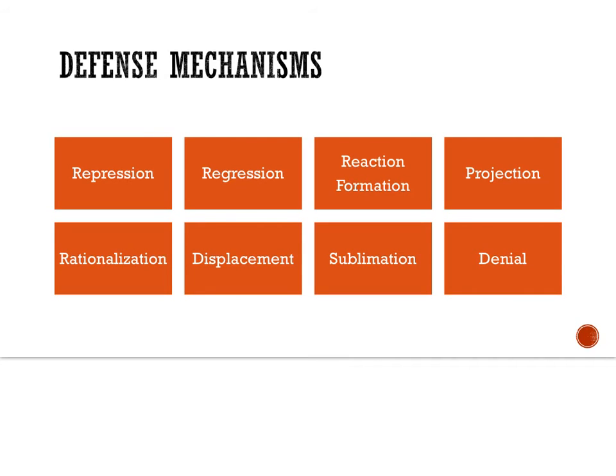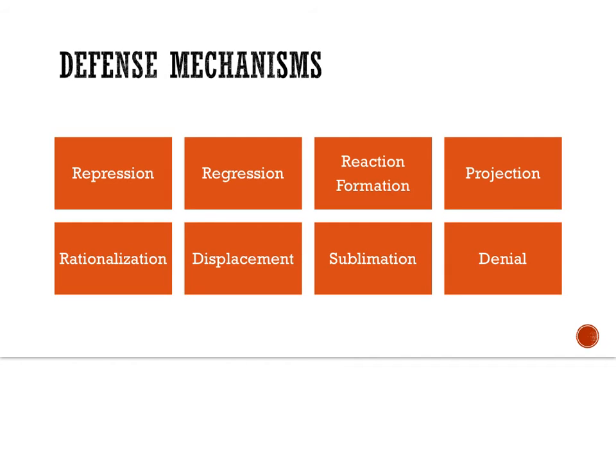And just to go through some examples of each, and then you all are going to do a worksheet on this. But repression we've talked about, and that's where you're blocking memories. It's not that the memories have disappeared. They're still in your brain. They're just kind of locked in there. You've blocked them out. You can't access them. But they're there. Regression is where you're kind of reverting back to your childhood.